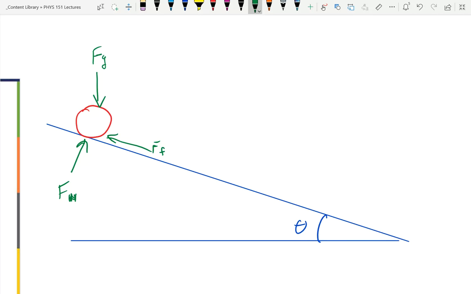One of these three forces I can write an equation for, and only one. Which one can I write an equation for? Force of gravity. Force of gravity is equal to mg. Why can I not write an equation for the force normal?